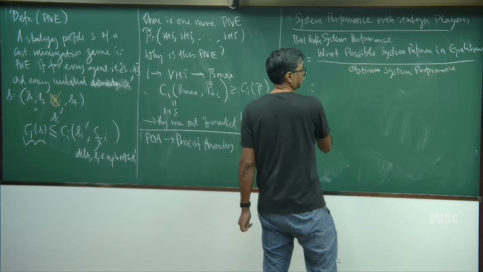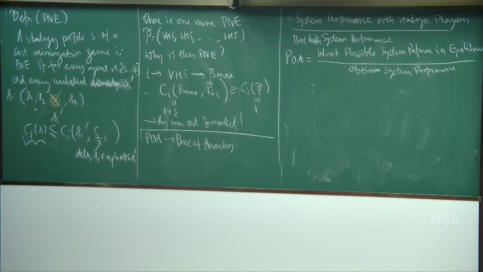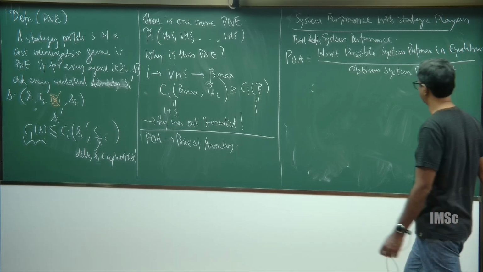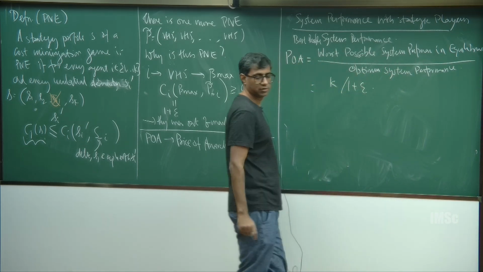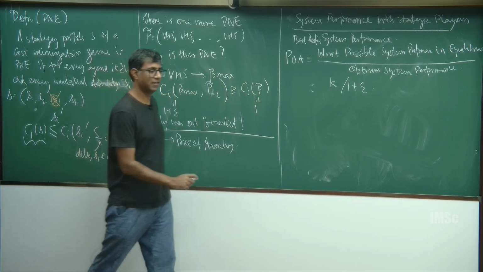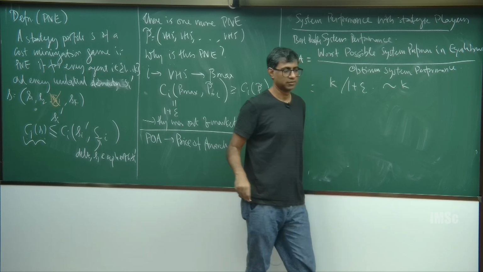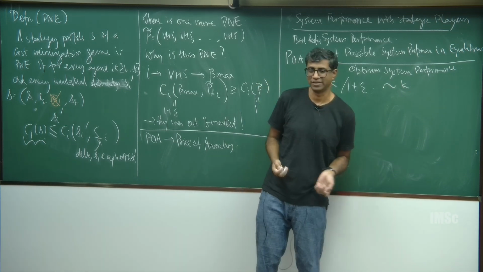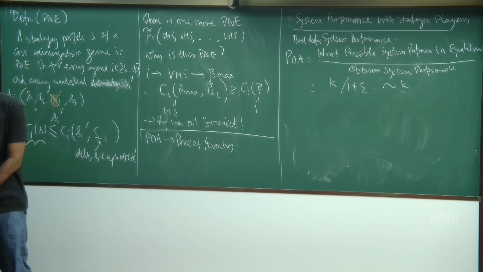So, what is the POA for this system here? The worst possible system performance in equilibrium is K, divided by 1 over epsilon, right. So, it is roughly K, because epsilon is tiny. All good? So, this is all that I wanted to say. Excellent. So, we all understand.